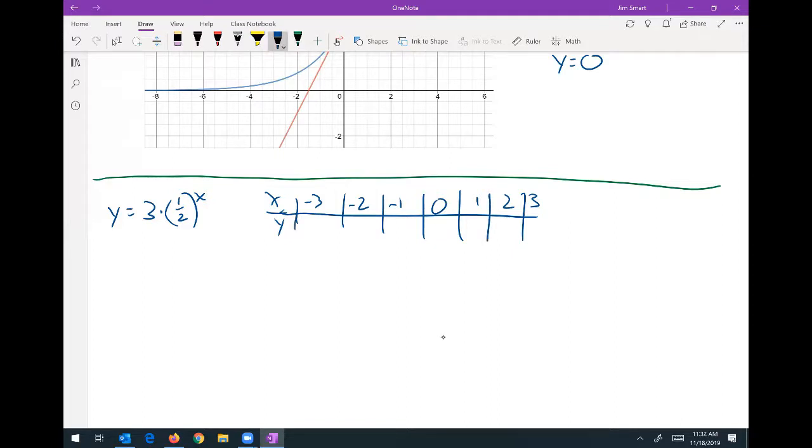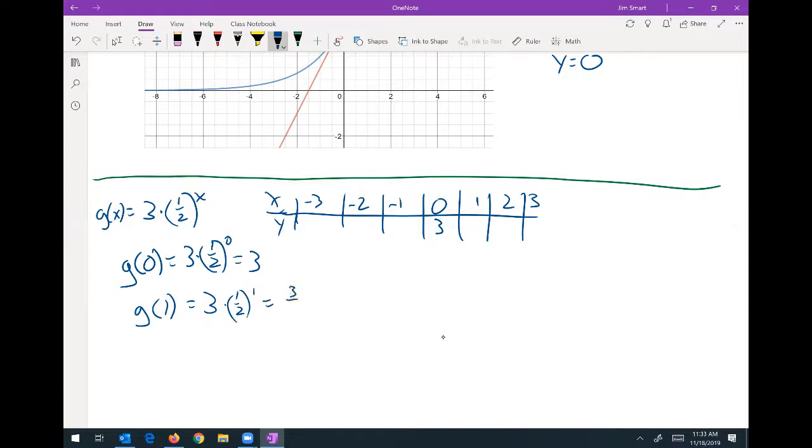And 0 is the easiest because anything to the 0 is 1. So that would be times 3. So actually, let's call this g of x instead of y. So g of 0 is 3 times 1/2 to 0, which is 3 times 1, which is 3. G of 1 would be 3 times 1/2 to the first, which is 3 times 1/2, which is 3/2.